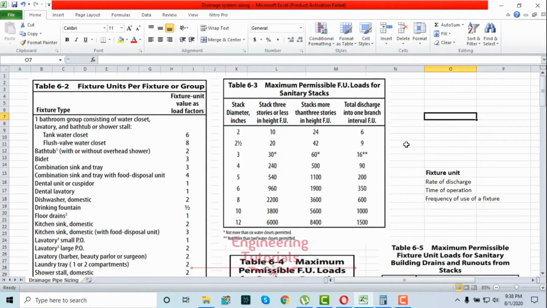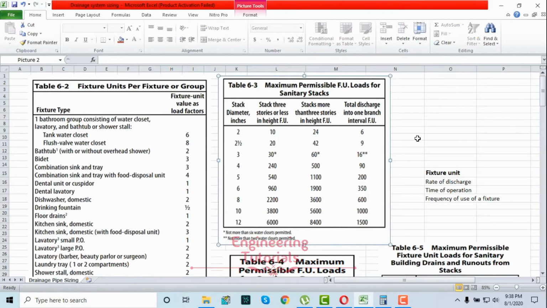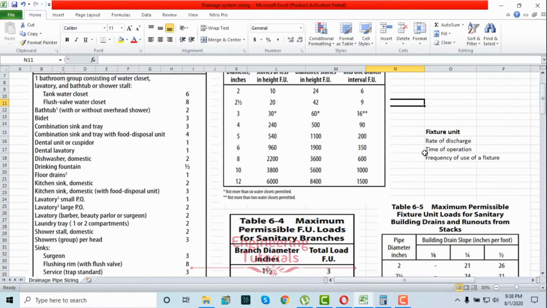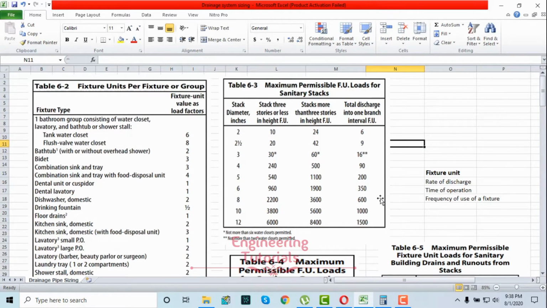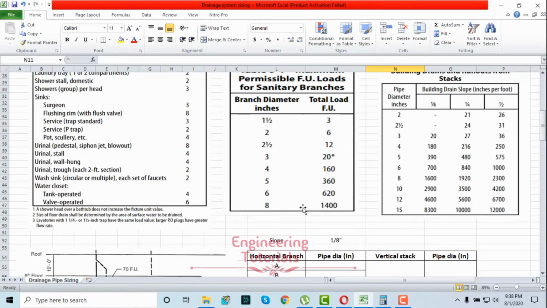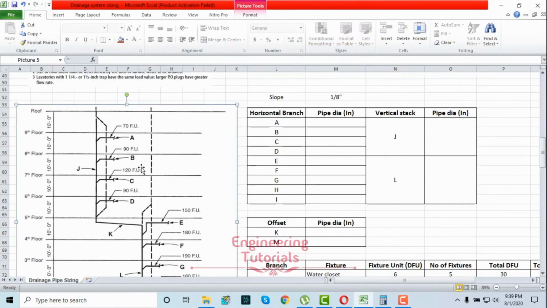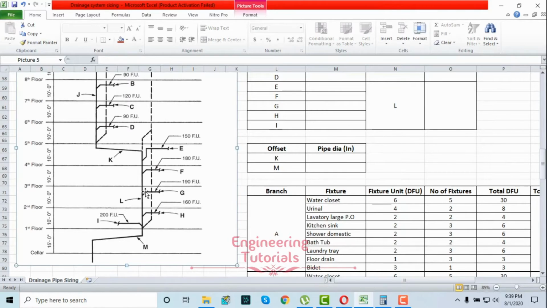Hello guys, this is Syed Mohammed Waqas. The topic which I am going to discuss today is related to drainage pipe sizing. I have prepared an Excel sheet. As you can see, there are a lot of tables which I'm going to use to calculate the drainage pipe size. And this is the drawing for the 9-story building.